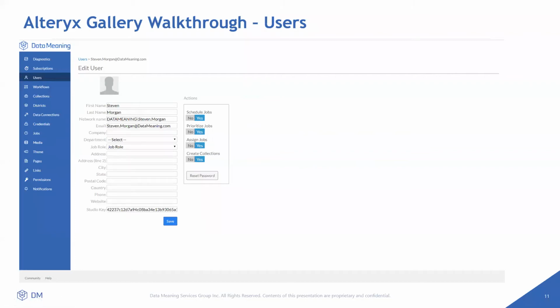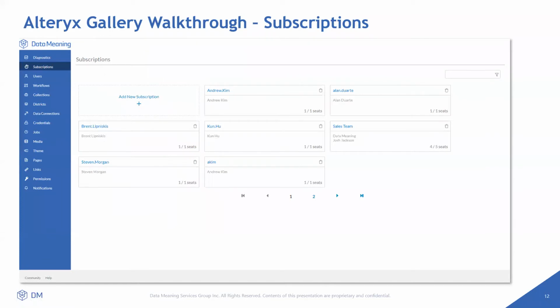So now that we covered the user side, each user belongs to one private studio. Subscriptions is another term by which Alteryx states private studio. And in here, we've got a couple different private studios. So I'm going to refer to mine right here. You can see Stephen.Morgan is the name of my private studio. I am the member of it, and I only have one seat available.